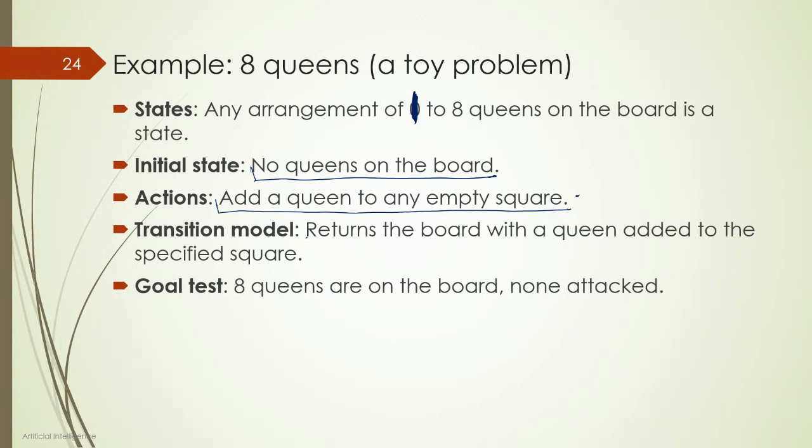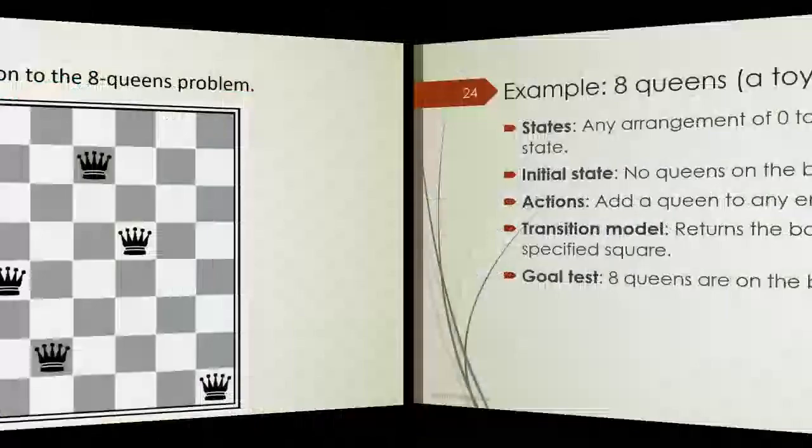It returns the board with the queen added to the specification. So when you're in a situation, by adding the next queen, a new board with an extra queen will be returned. The goal is 8 queens on the board, none of them attacking any other.